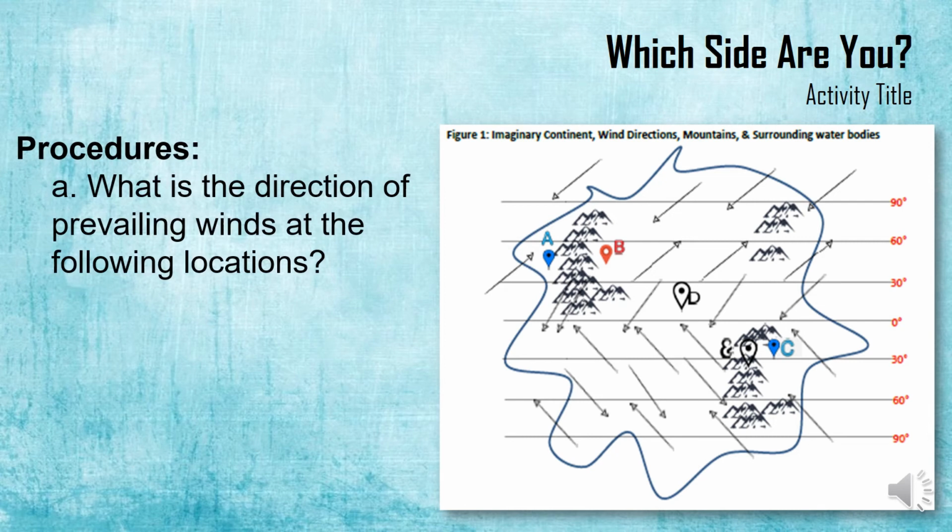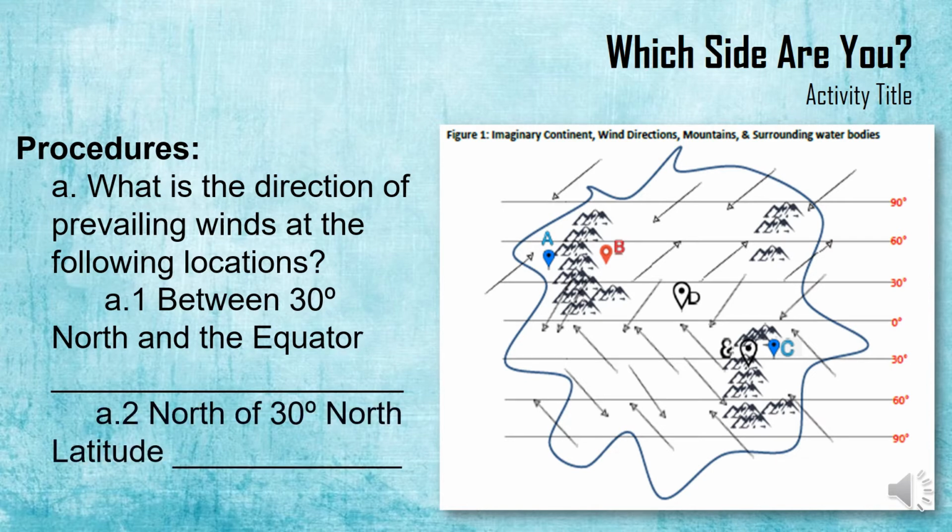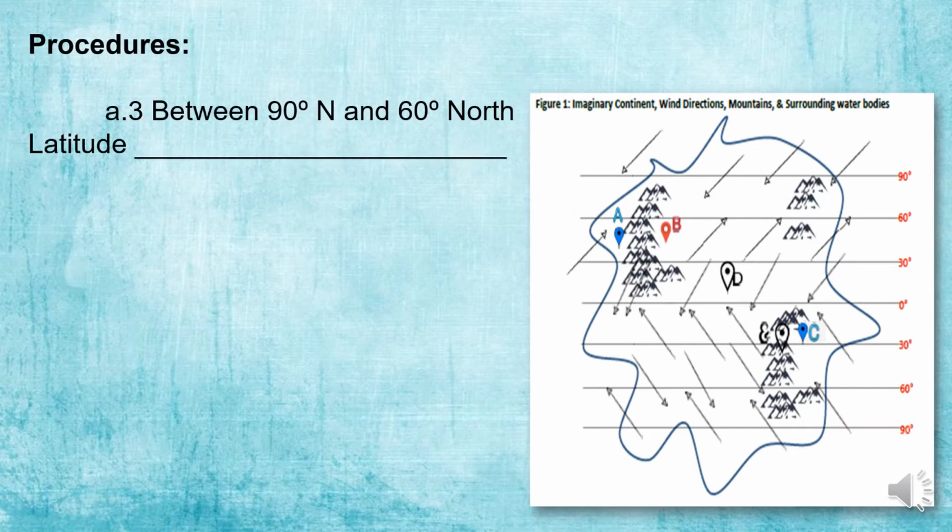A. What is the direction of prevailing winds at the following locations? A.1 Between 30 degrees north and the equator. A.2 North of 30 degrees north latitude. A.3 Between 90 degrees north and 60 degrees north latitude. 2. Examine locations A and B.